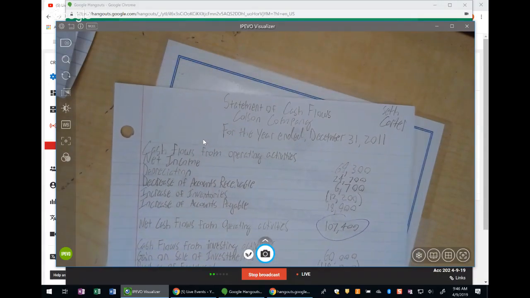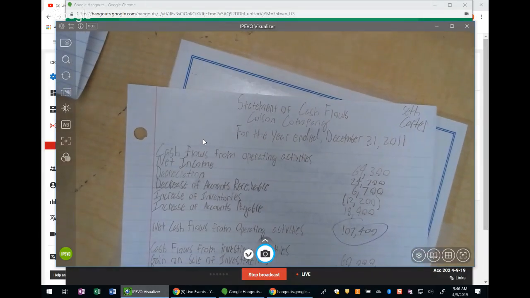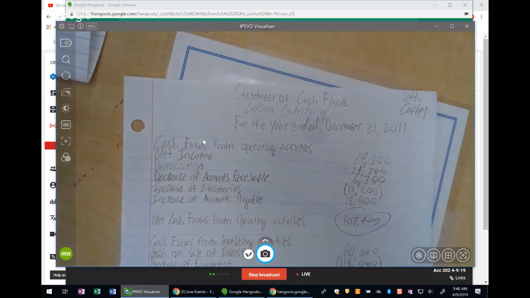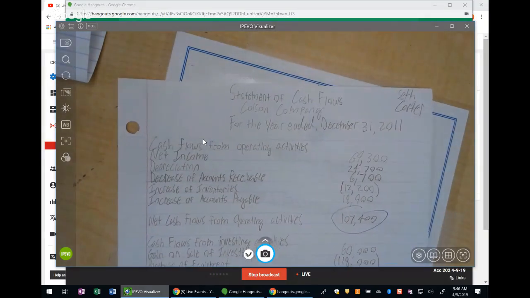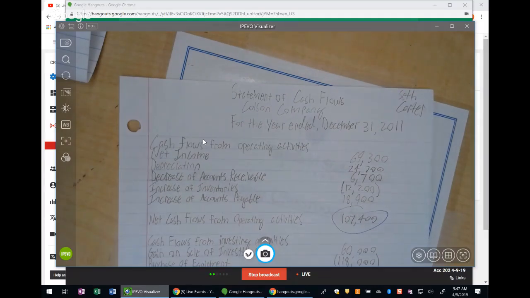I guess you can see that. I don't know how to clear it up or even make it bigger right now. I know there's a zoom on it. All right, it looks like Sage may have done what he was supposed to. Net income, correct depreciation, a decrease in accounts receivable, he added, increase in inventory, subtracted, increase in accounts payable, he added. That's all you do on operating in the indirect method.